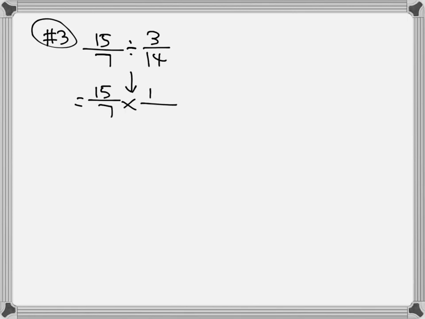Number 3, we have 15 over 7 divided by 3 over 14. So keep the 15 over 7, change division to multiplication and flip to the reciprocal for the second fraction. Then after that, let's reduce. So here, reduce, becomes a 5. 7 can go into 14, becomes a 2. So here we have no more denominator, all the denominators cancel out. So we have 5 times 2. My answer is equal to 10.